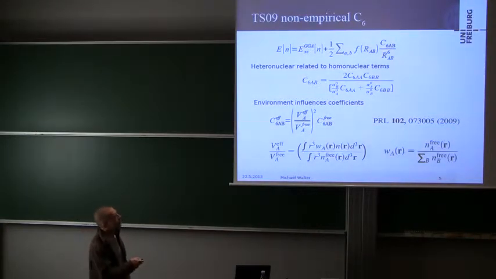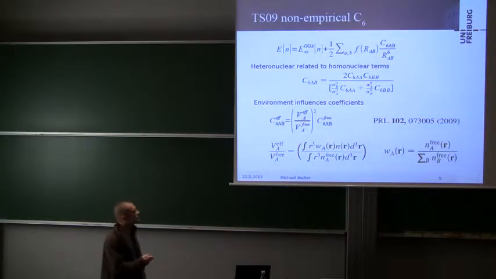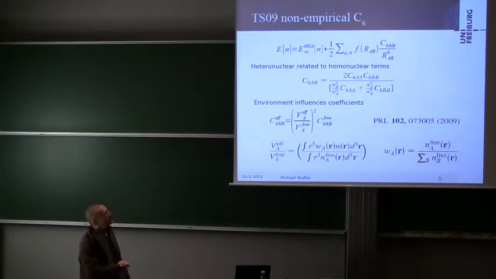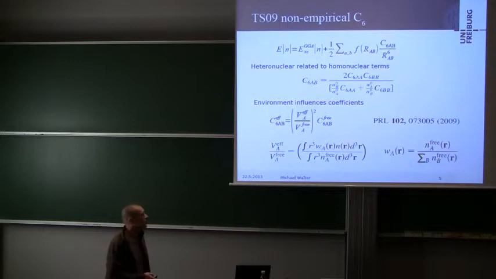And what they show is that with some approximations we can get this C6, which for heteronuclear pairs you can write down in terms of homonuclear C6 coefficients, so C6 coefficients for the same atoms like carbon-carbon. And the nice idea they had is that the effective C6 coefficient depends on the environment of these atoms. So you have some effective polarizable volume here, which relates this effective C6 coefficient to the free-atom C6 coefficient, which you can calculate by ab initio means.